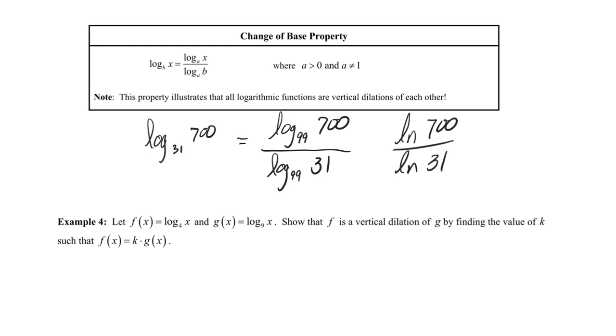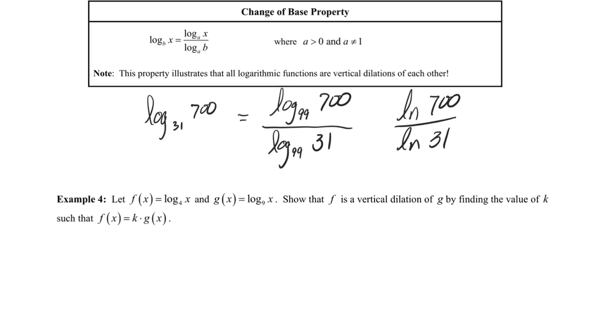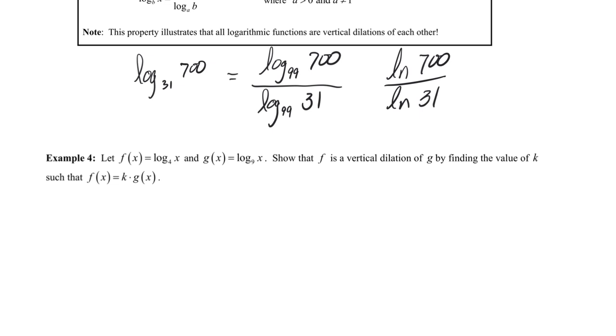So let's look down here at example 4, all right? This is the kind of question that they're going to ask us on the AP test. It says, let f of x be log base 4 of x and g of x be log base 9 of x. We want to show that f is a vertical dilation of g by finding the value of k, such that f of x is equal to k times g of x. So what do we have here? We have log base 4 of x is equal to k log base 9 of x.